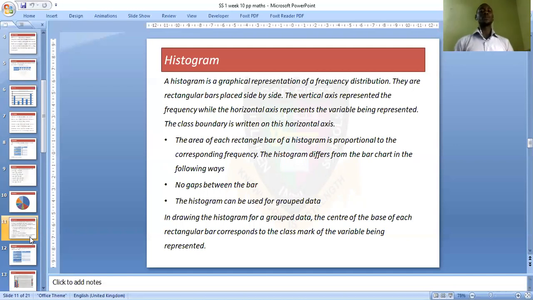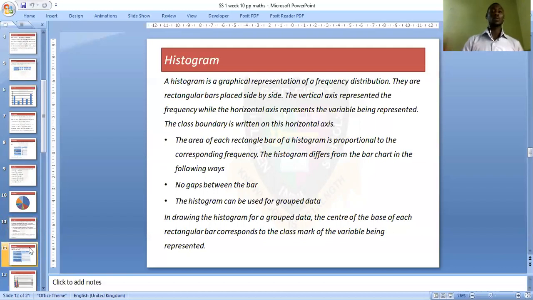The histogram differs from a bar chart in the following: number one, no gaps between the bars, and number two, the histogram can be used for group data. In drawing the histogram of group data, the center of the base of each rectangular bar corresponds to the class mark. You all know how to calculate your class mark: the sum of the upper class limit and the lower class limit divided by 2. This also serves as the median of the class limit. So that's the class mark, which is what represents your variable for group data.